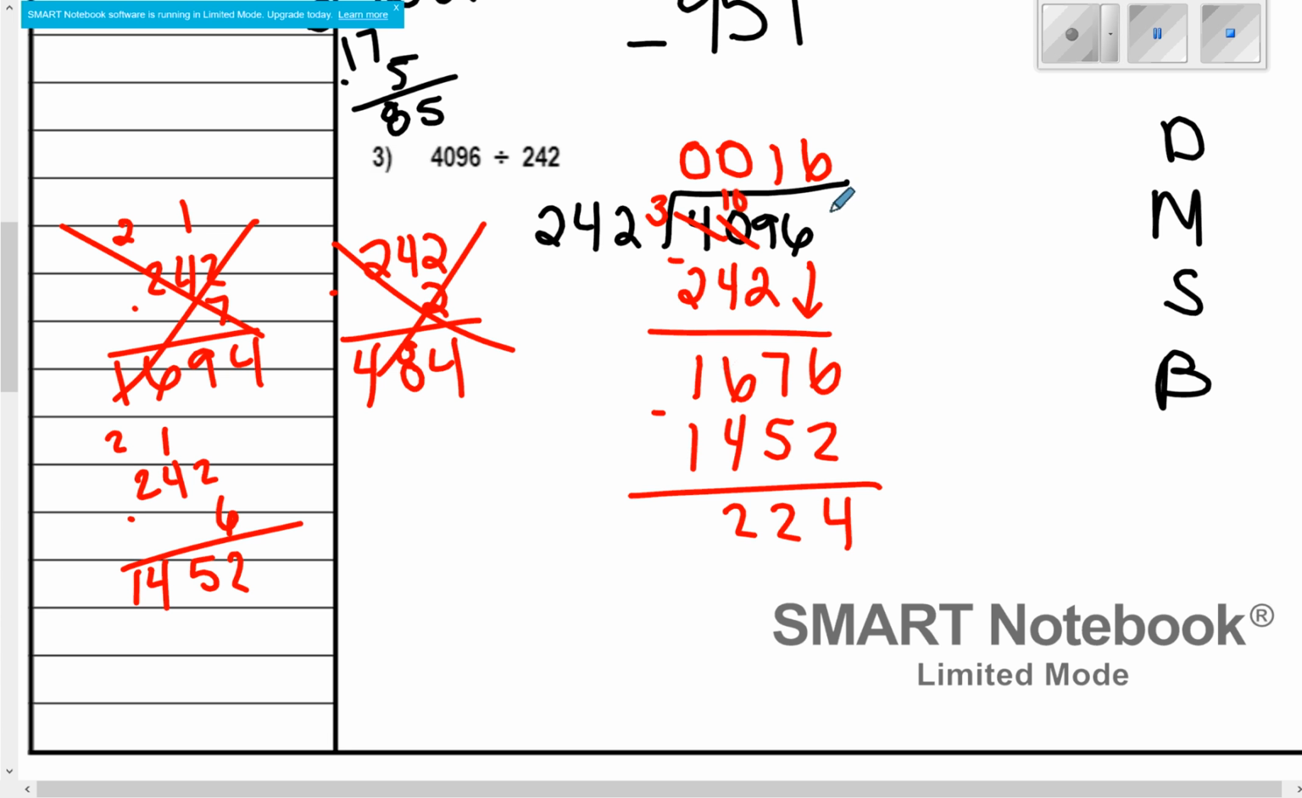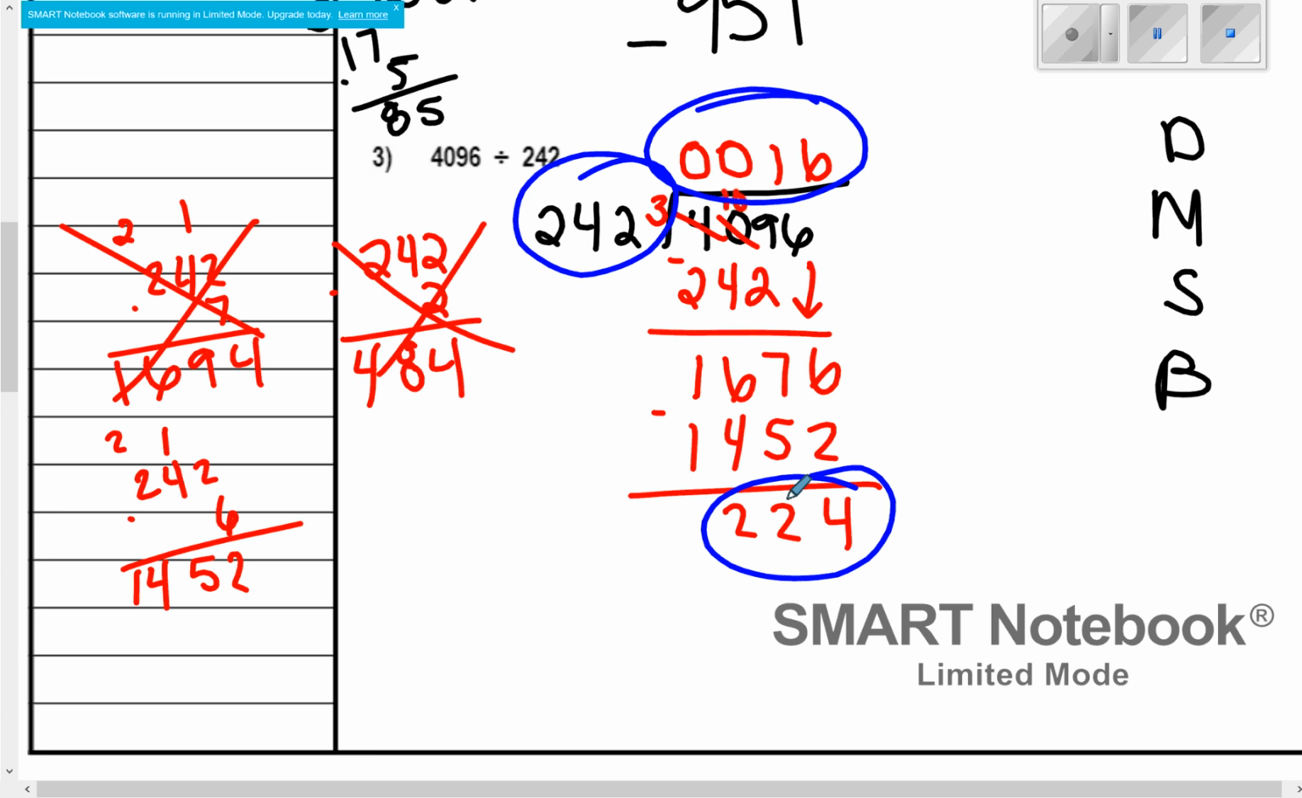Okay. Now we do not have to bring anything down because we used all of our digits in our dividend. We've got nothing else to do. So we just have those 3 important numbers to write our final answer. Okay. The question was asking how many times can 242 go into 4,096? Well, it can go in there 16 whole times. Okay, and then it can kind of go in there partially. It can go in there 224 out of the 242 that we wanted it to be.